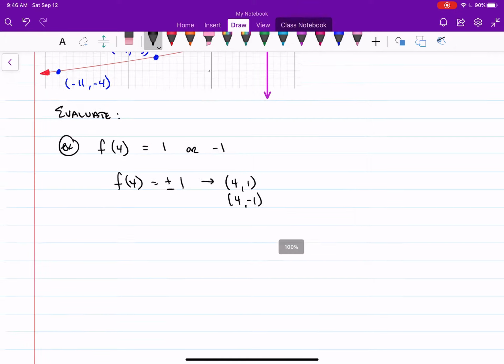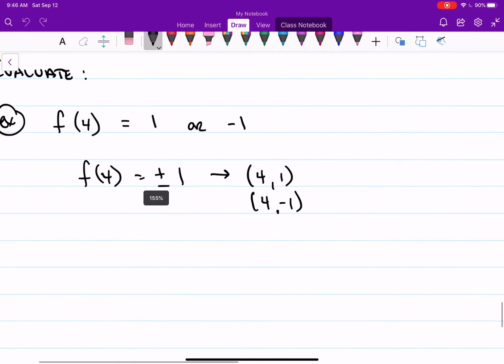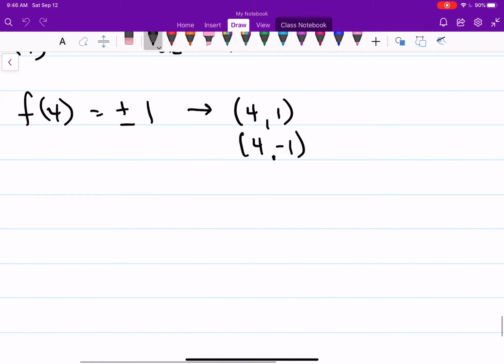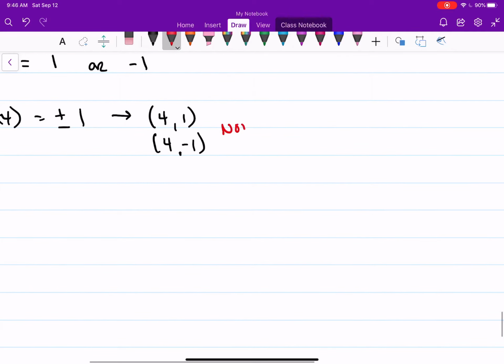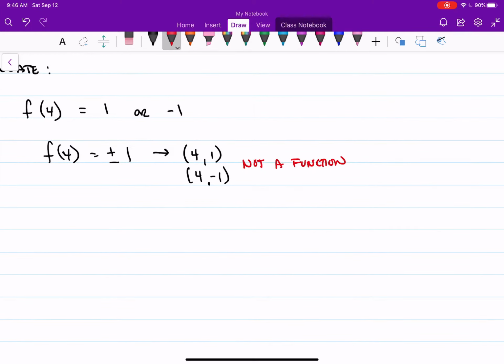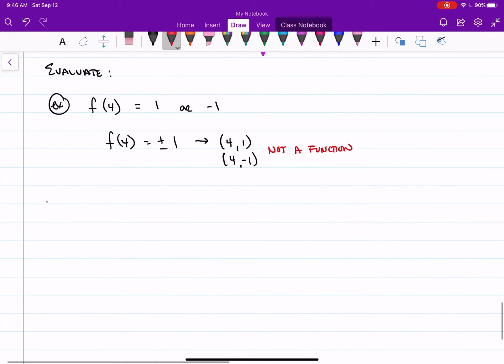So look at what that says. What does that mean? That means, you're right, not a function. So that even shows it's not a function because the x is repeated. All right.